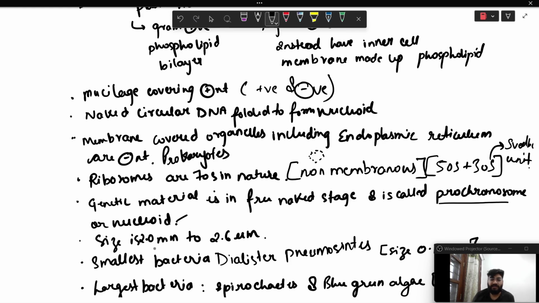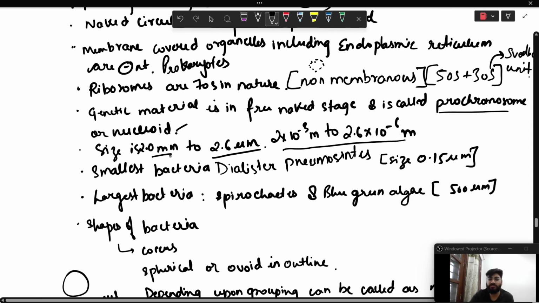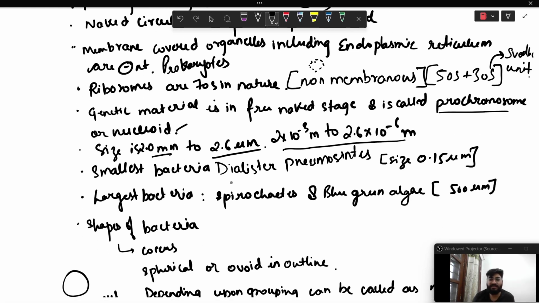The size of bacteria varies from 0.2 micrometer to 2.6 micrometer. In meters, it is 2 into 10 power minus 7 meter to 2.6 into 10 power minus 6 meter. This is the range of the size of bacteria. One of the smallest bacteria that we know is Dialister pneumosintes, with a size of 0.15 micrometer. We also talk about mycoplasma, which is also a very small bacterium. The largest bacteria belong to spirochetes and blue green algae, where the size is 500 micrometer.